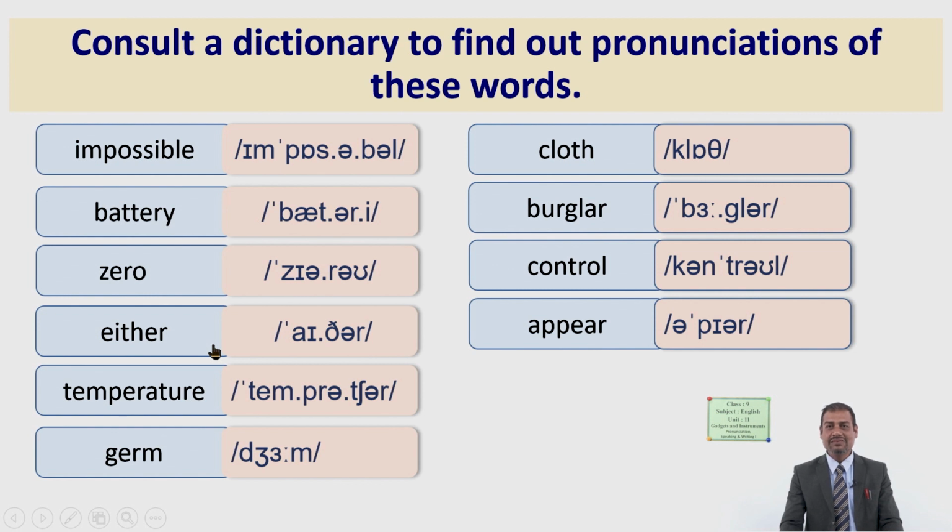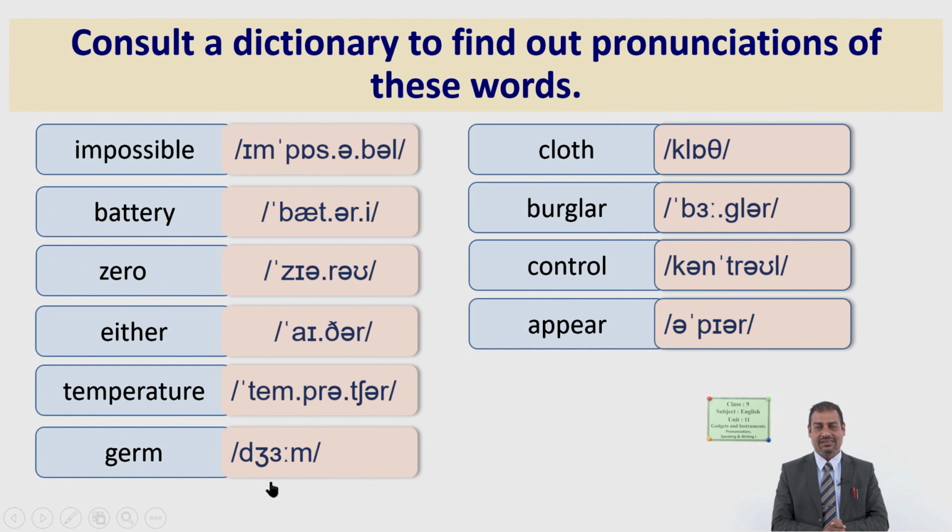Next word we have is either. How do you pronounce it? All of you try, please. Yes, either. Either. Okay. Next word we have temperature. How do you pronounce it? You have to pronounce it as temperature. Temperature. All of you pronounce it once again. Good. Now pronounce it one more time. Good job. Temperature.